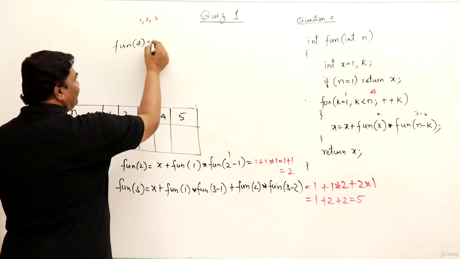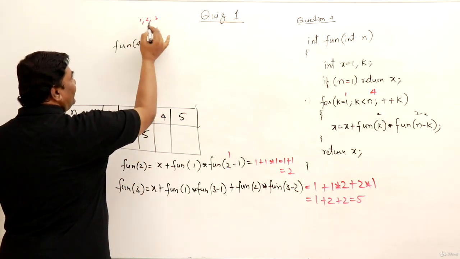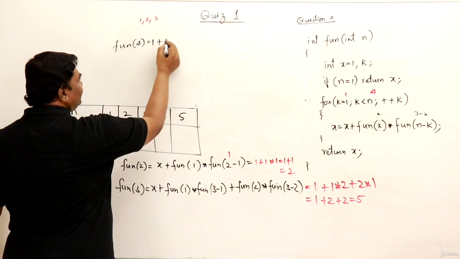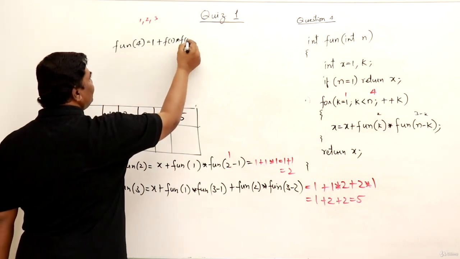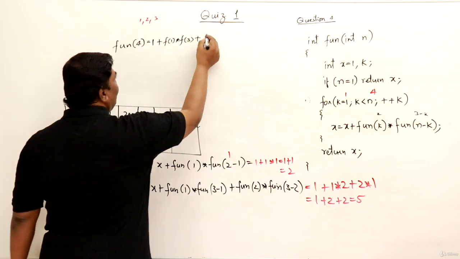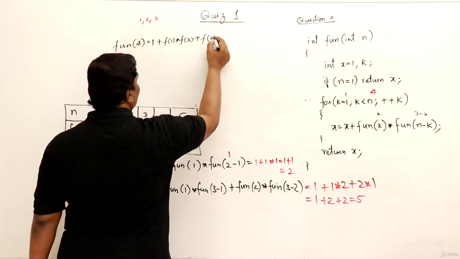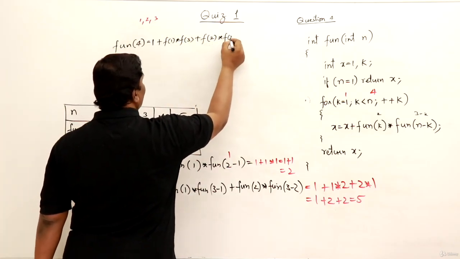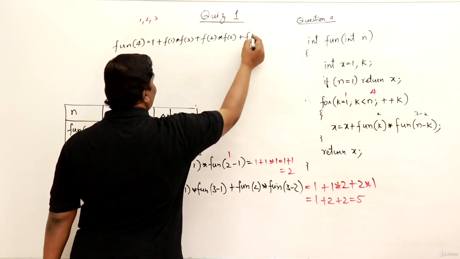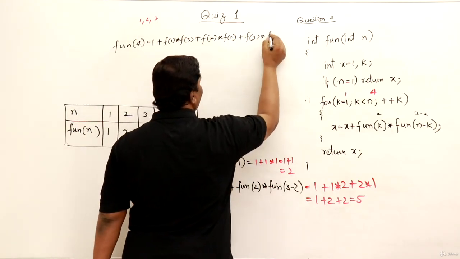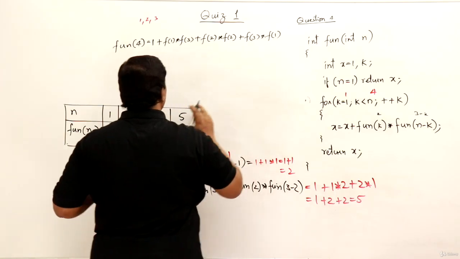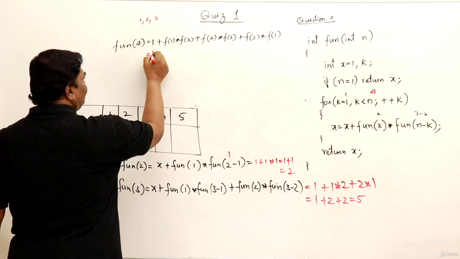So let us start. x is 1. First time fun of 1 into fun of 4 minus 1, and 4 minus 1 is 3. Plus f of k is 2 now, so into f of 4 minus 2, which is 2. Plus f of 3, k is 3 right now, so f of 4 minus 3 is 1. So how much is this? Let us add this. This is 1.